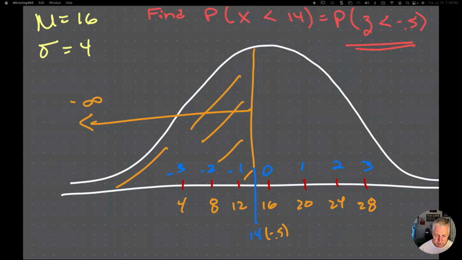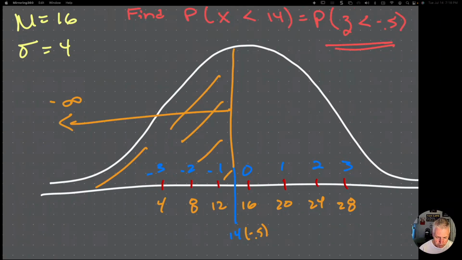Okay, I'm going to transfer that over here. So I'm looking at the probability that the z-score is less than negative 0.5. If I'm looking at less than, then I'm going to be looking at the area between negative infinity and negative 0.5. Those are going to be my two extremes.